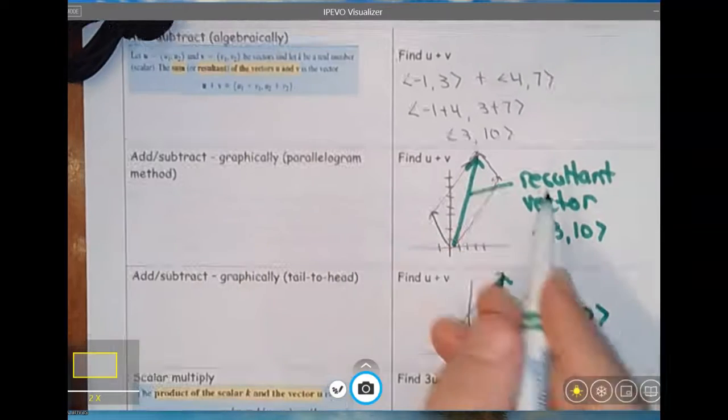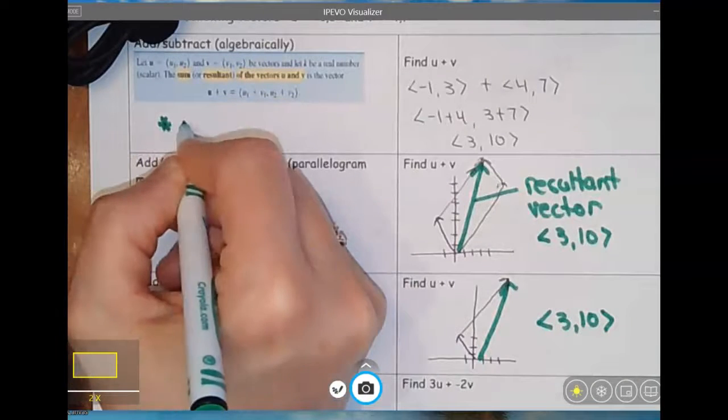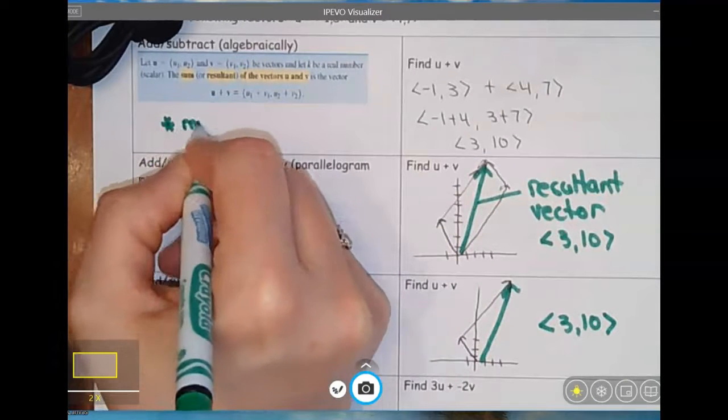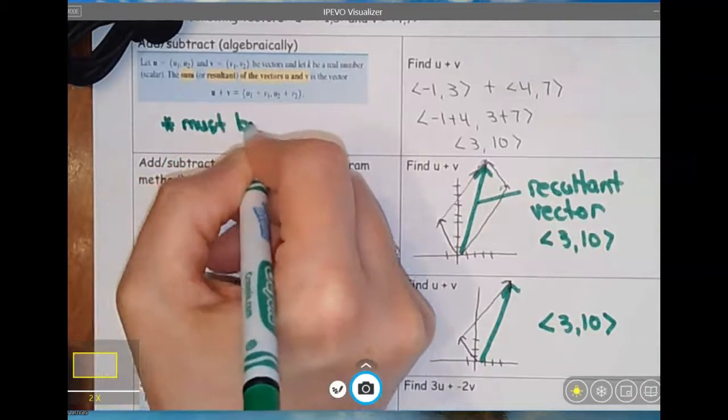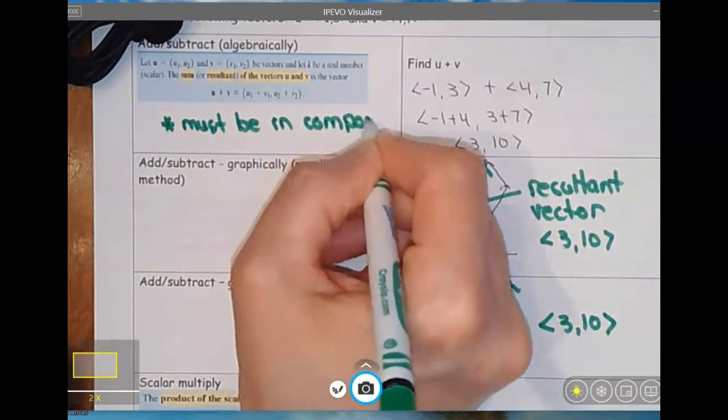And the only other comment I want to include up here is when we are adding or subtracting, the vectors have to be in component form. So let's write that down. Must be in component form.